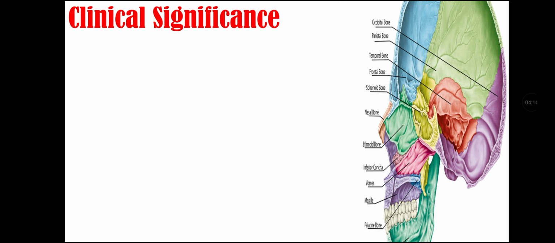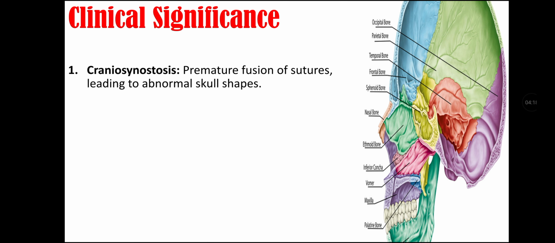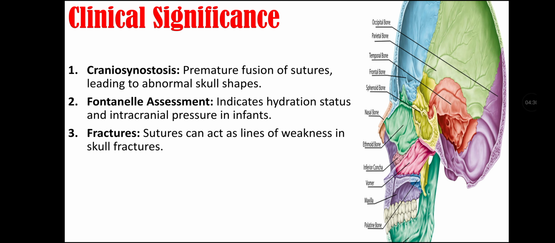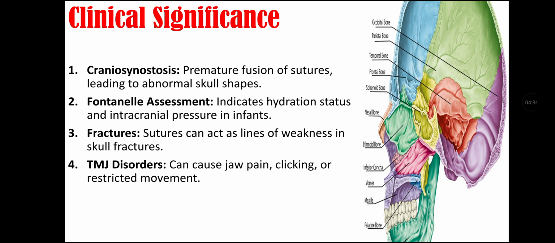Clinical significance of skull joints. First is craniosynostosis, that is premature fusion of suture that leads to abnormal skull shape. Second is fontanelle assessment, that indicates hydration status and intracranial pressure in infants. Third significance is fractures, as sutures can act as lines of weakness in skull fractures.